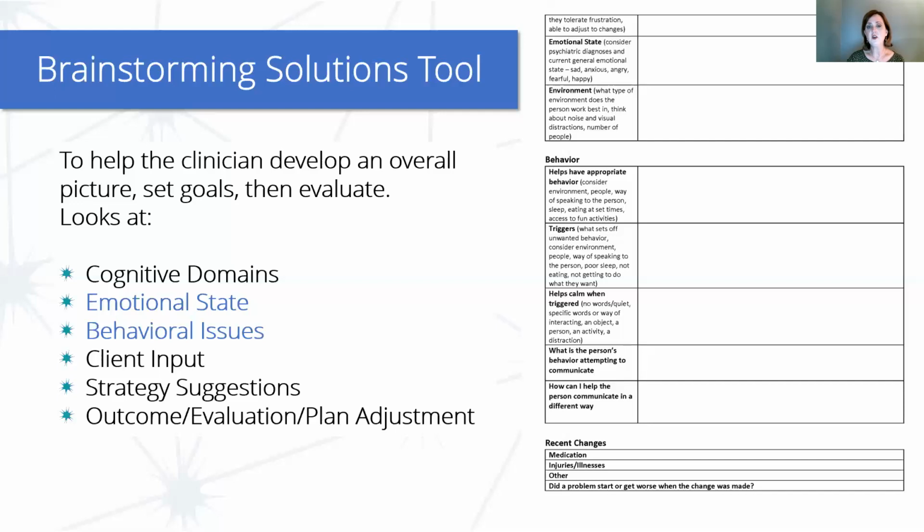But if they're not able to put it into words, or if you're looking at how to figure this out, ask yourself, what is this behavior telling me? And it'll help you figure out what to do next. How can I help the person communicate in a different way? This is a great place to put your ideas for solutions, and how to make some positive changes.